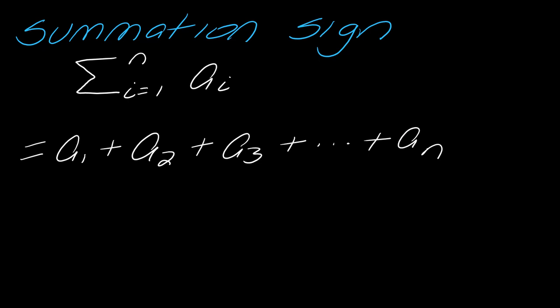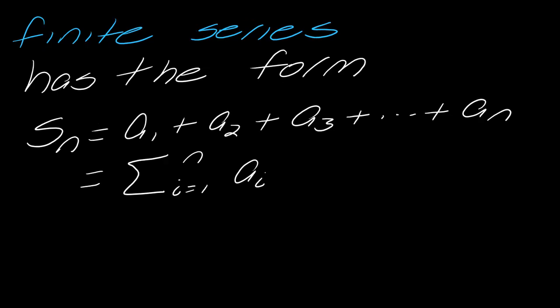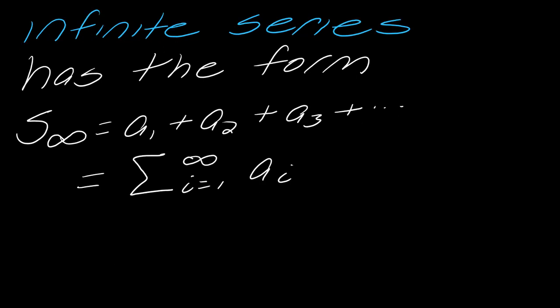Okay, so we have two types of series. We have a finite series. A finite series has this form, a sub 1 plus a sub 2, all the way out to a sub n. So basically it has a start and a stop point. I think a finite series is pretty obvious, as is an infinite series. An infinite series has no end. So when we write it out as a sum, you start from i equals 1 to infinity.